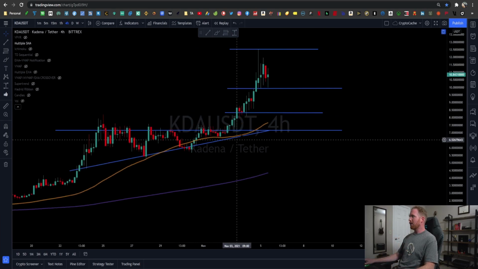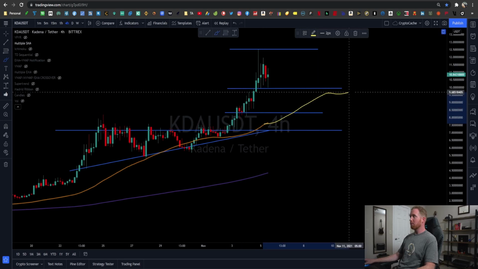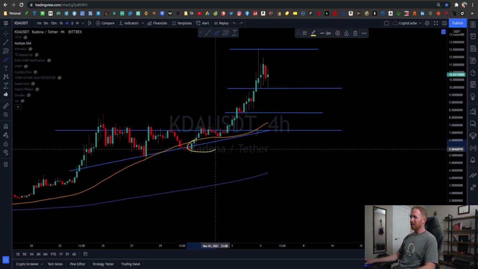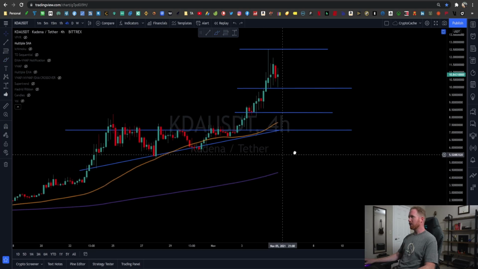And just note that we're above the 50-day simple moving average. That's great. Oftentimes the 50 can work as a support level eventually, so we'll see how that works. It did kind of work as a support here, so that's a good sign.